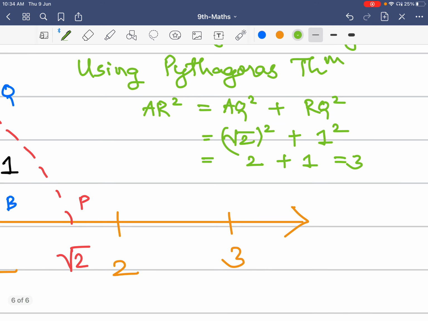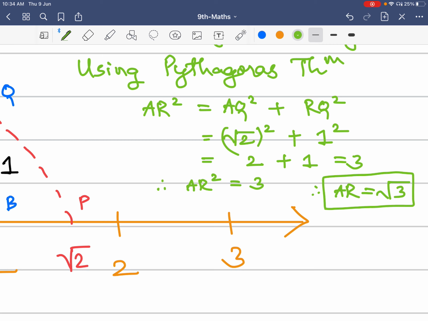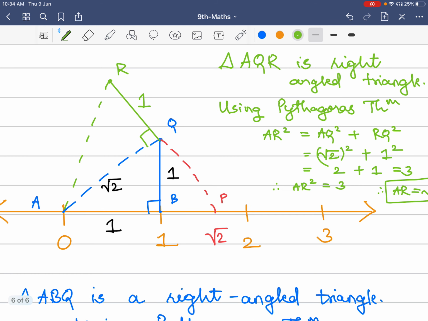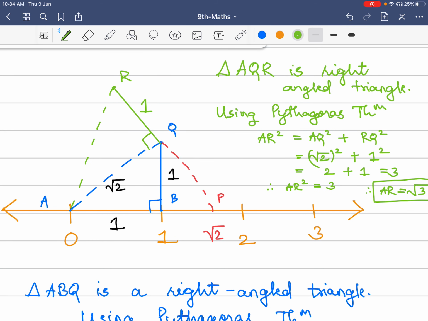Let's zoom in. And therefore we get AR square as equal to 3, and therefore we get AR as equal to under root of 3. AR is of value under root of 3. So let's come back to our right angle triangle, and thus this value is under root of 3. Now the construction or the concept is exactly same as how we found AQ of length root 2. Now we have found AR of length root 3, and now we are going to do the exact same thing what we did while finding this point P.